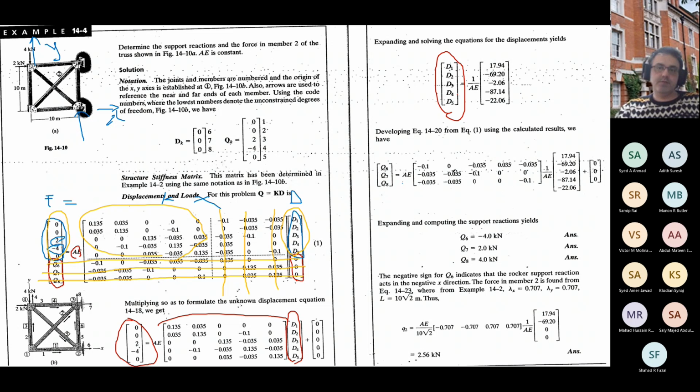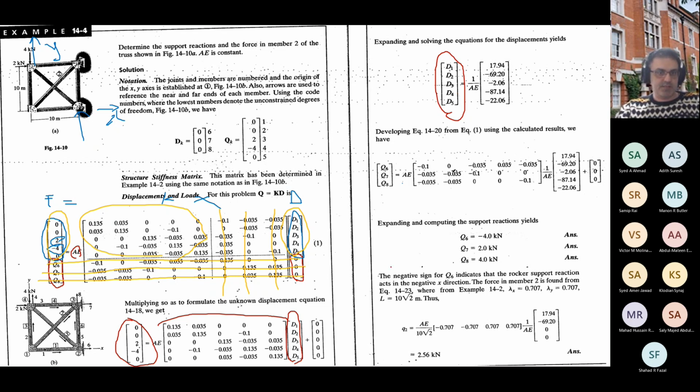With this stage, you can say you have already solved the problem in terms of deformations. That's all. However, you can still go on to calculate the support reactions as well as internal forces.